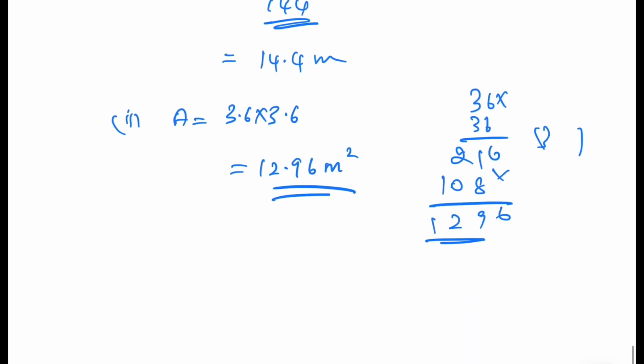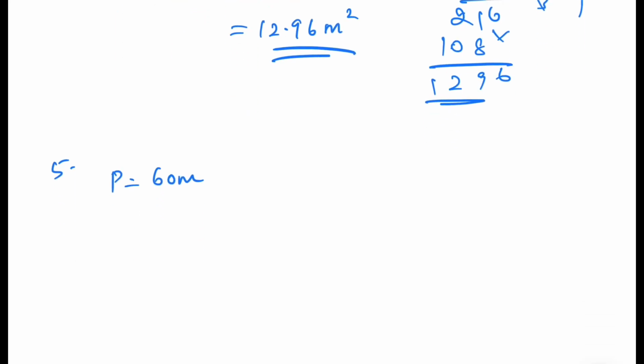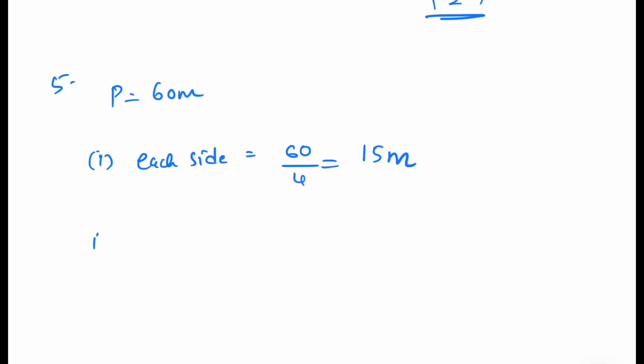Okay. Let us come to the fifth main. In the fifth main you have the perimeter of a square is 60 meter. Find its each side. So perimeter of square is 60 meter. First question, each side will be equal to what? 60 by 4, that is equal to 15 meters. Similarly, its area. Area of square will be what? Area is equal to 15 into 15, that is equal to 225 meter square.